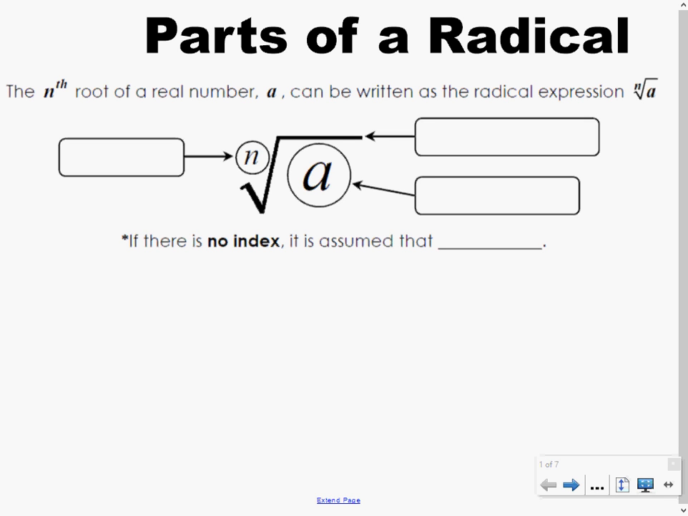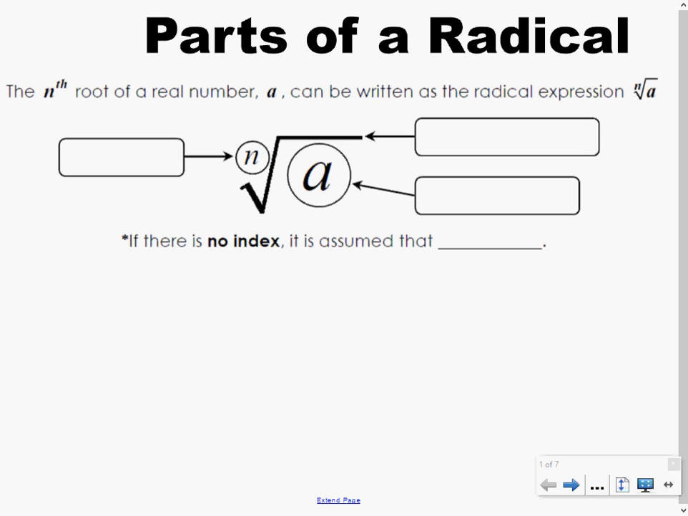Hey everybody, this is going to be our first video for Unit 6. We are going to be talking about radical functions, expressions, and equations in this unit. So we're just going to start off with simplifying radicals, talk about the parts of radicals and whatnot.